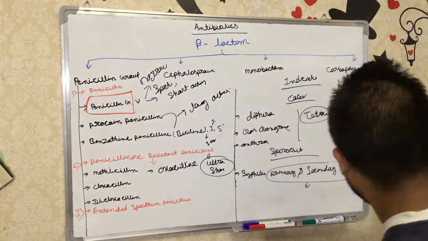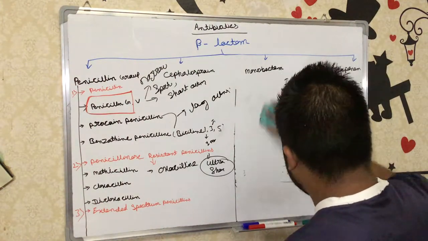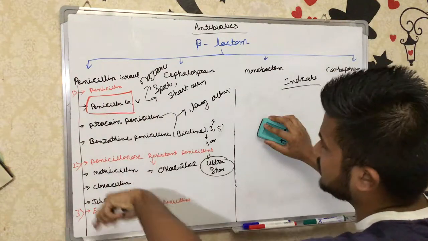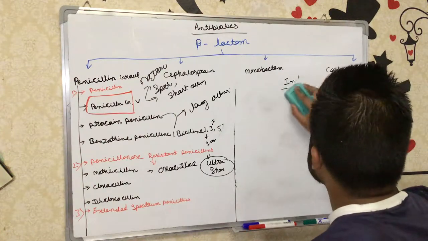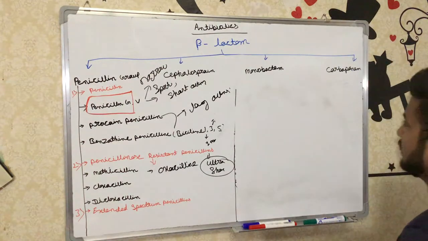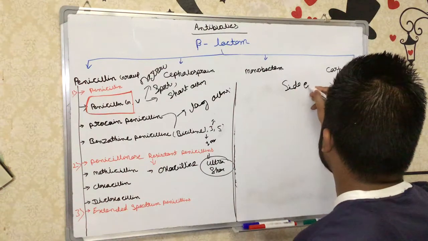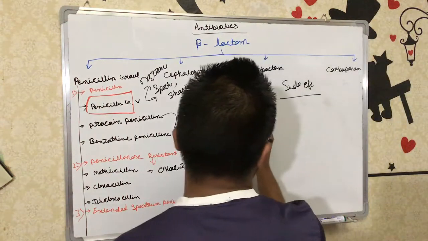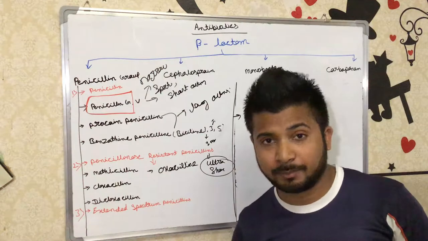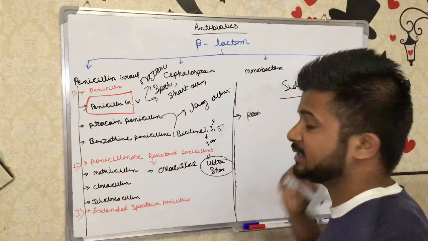Now let's move on to side effects. Usually penicillin is a very, very safe drug. The whole penicillin group is a very safe drug. But obviously side effects can be there if you use it. It depends on person to person and the amount of the drug. So, side effects. First, the local side effects. What are the local side effects? First of all, as I said, penicillin G is a very painful injection. So pain, obviously, where the injection is given.